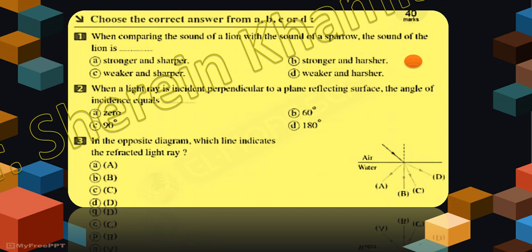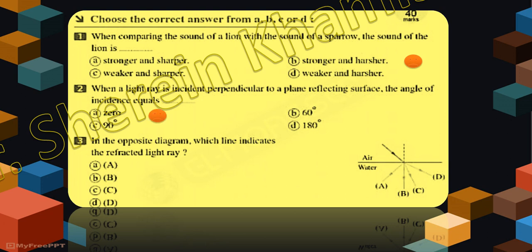Let's go to question 2. When the light ray is incident perpendicular to the plane reflecting surface, the angle of incidence equals... Okay, when an incident light ray falls perpendicular, it means it falls on the perpendicular line, the normal, so we don't have any angles. The angle of incidence equals the angle of reflection equals 0. So the right answer will be letter A, 0.